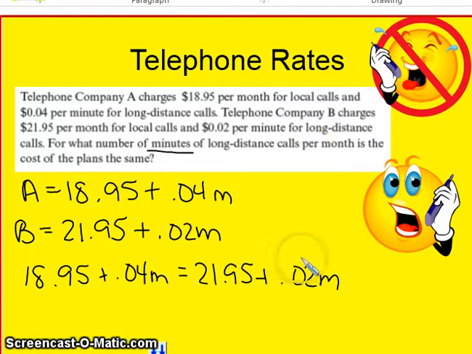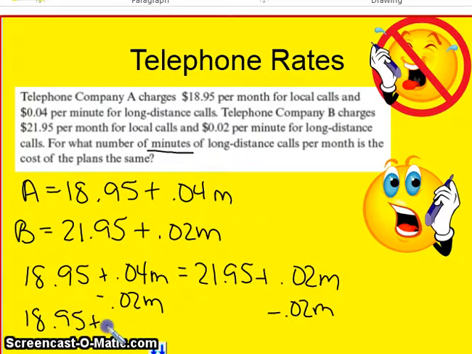So I need to move all my variables to one side. In order to do that, I'm going to move 0.02m to the left side. Since it's positive, I'm going to subtract 0.02m from both sides. Now 0.04m minus 0.02m gives me 0.02m. So I have $18.95 plus 0.02m equals $21.95. Now these are going to cancel. There's 0.